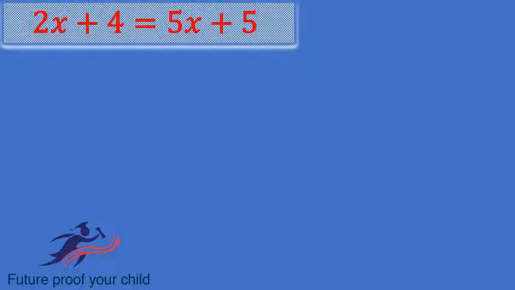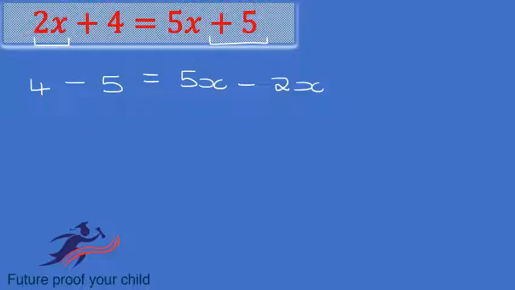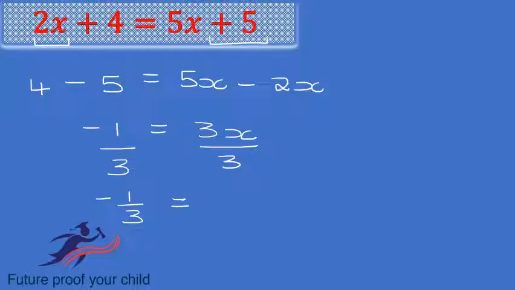And then over here, just for fun, I'm going to take that 2x over again. So I've got the 5x over here, subtract 2x on both sides. I've got a 4 over here, so I want to get rid of the positive 5 by subtracting 5. So therefore 4 minus 5 is negative 1. 5x minus 2x is 3x. And then to isolate x, I divide both sides by 3. And that gives me negative a third is equal to, remember the 3's cancel, so therefore the answer is x.